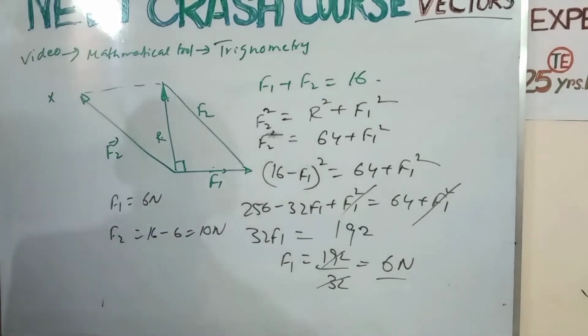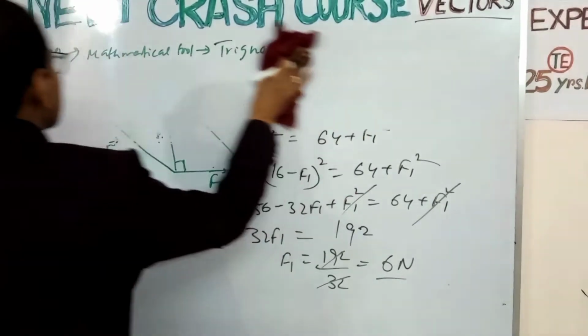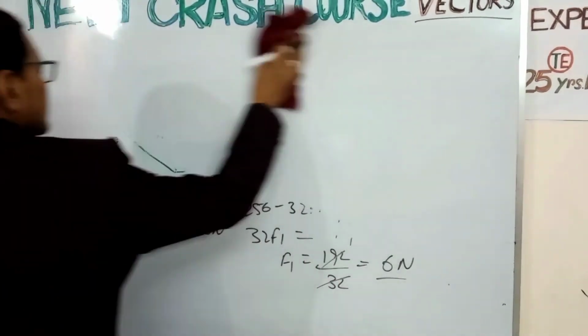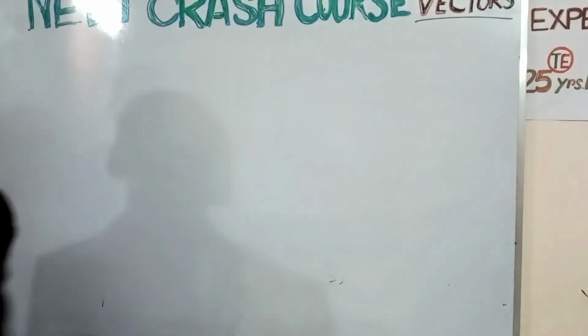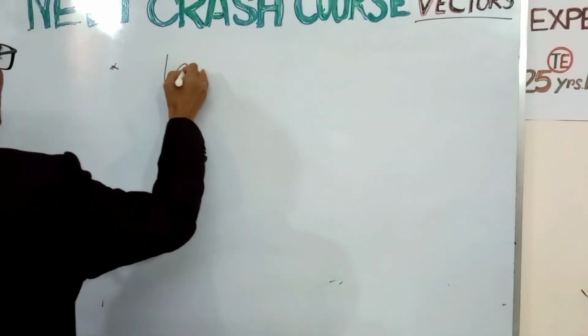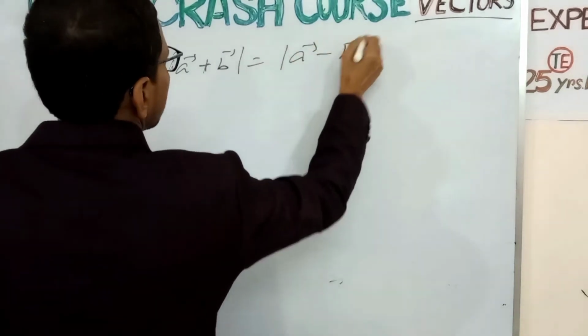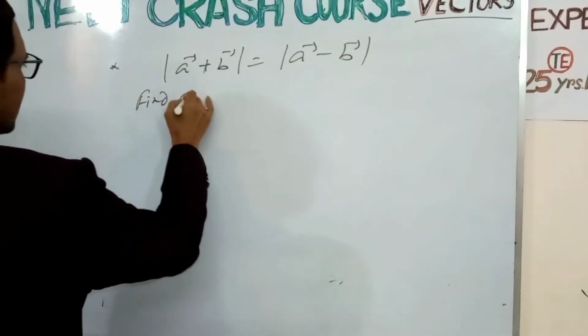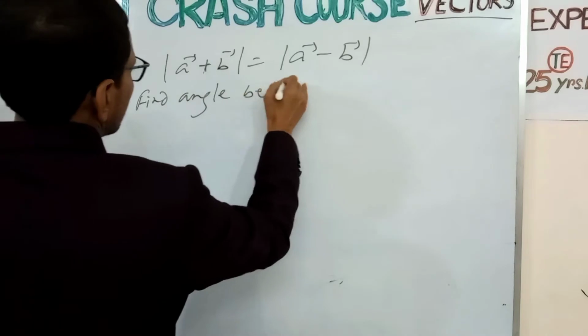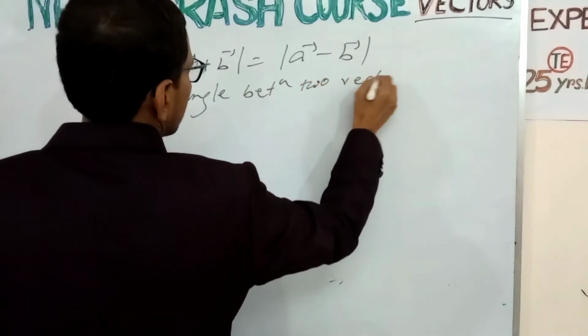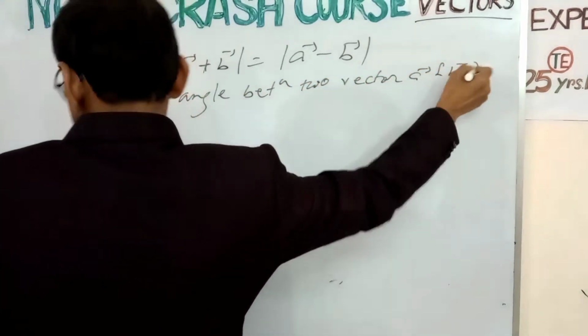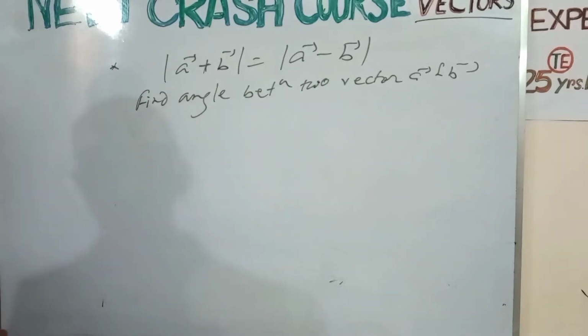So this is the question from problem 3. Suppose the magnitude of a plus b equals the magnitude of a minus b. Find the angle between the two vectors a and b. So what? Just write the formula.